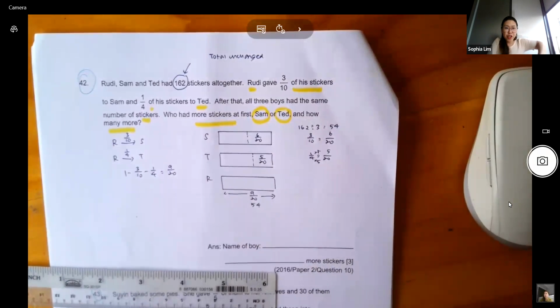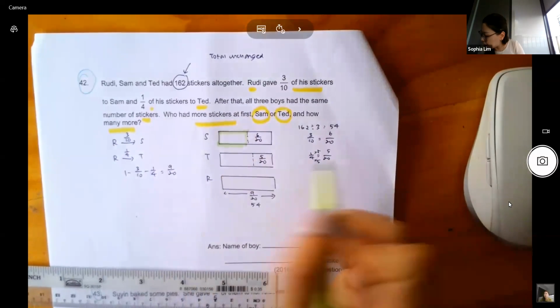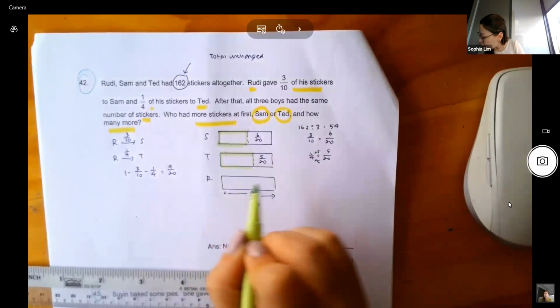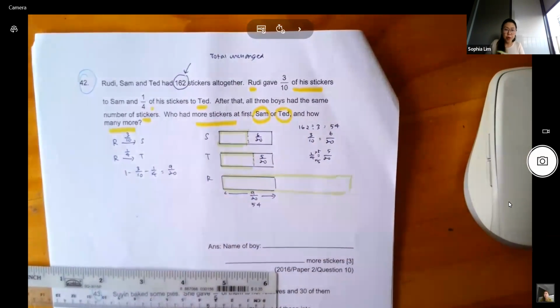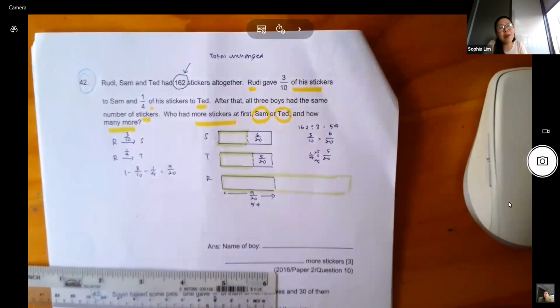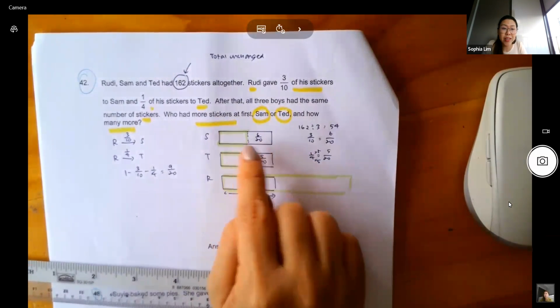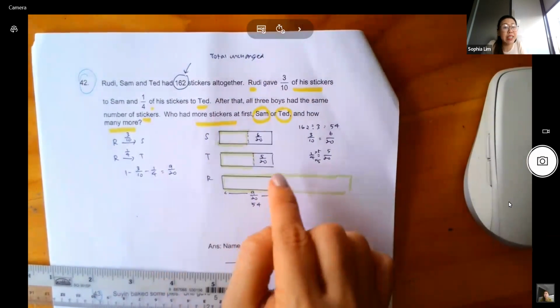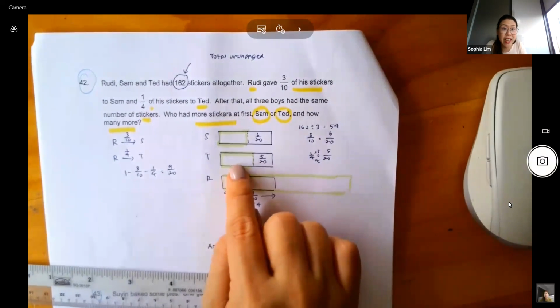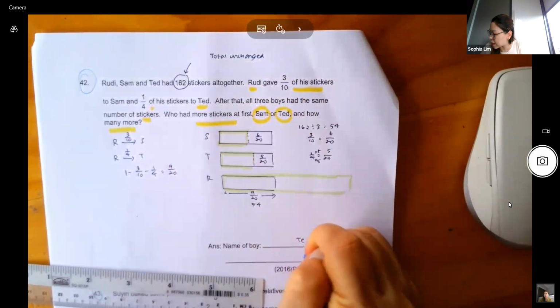In other words, originally, Sam will have a bar from here to here only. Ted will have slightly more than Sam. And of course, Rudy has more. That's why Rudy can give. So the question asks, who had more stickers at first, Sam or Ted? Looking at the model, if you receive more from Rudy and end up with an equal number of stickers, and Ted received less, it means that Ted had more stickers at first. Look at the bar, you can see Ted has more stickers at first. So the answer is Ted.